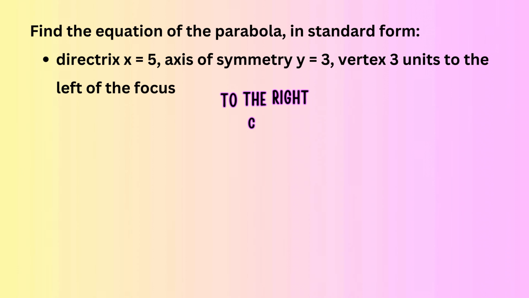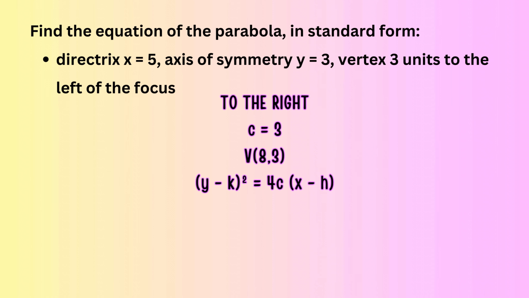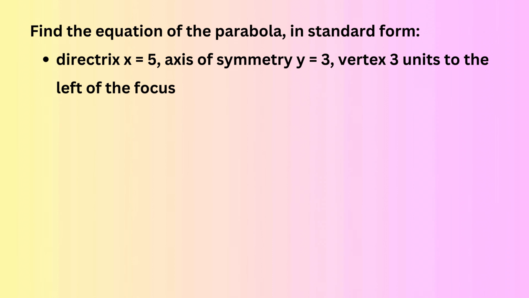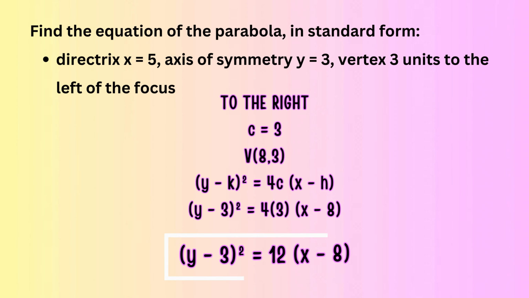With c equals 3, and the vertex at (8, 3), we can now determine the equation of this parabola in standard form. Substitute the values to (y minus k) squared equals 4c times (x minus h). We have (y minus 3) squared equals 4 times 3 times (x minus 8), or (y minus 3) squared equals 12 times (x minus 8). Did you get the same answer? If not, you can go back and watch the explanation once again.